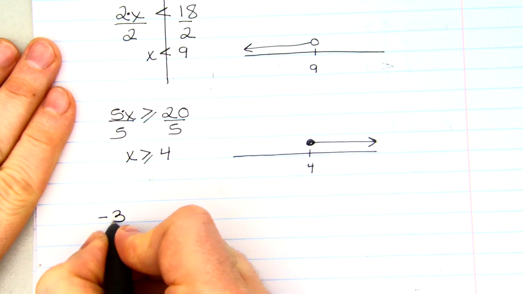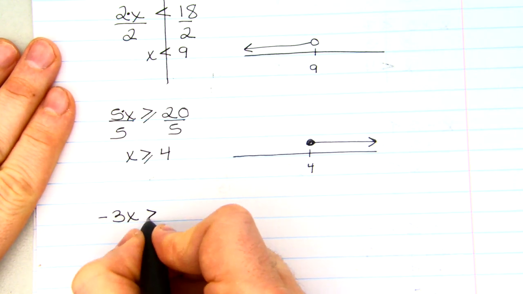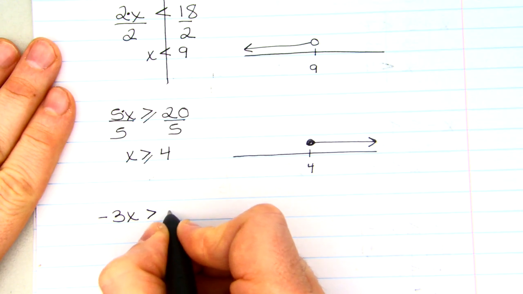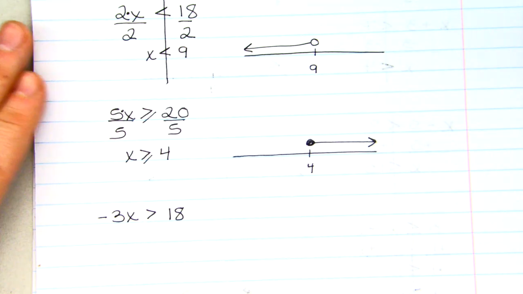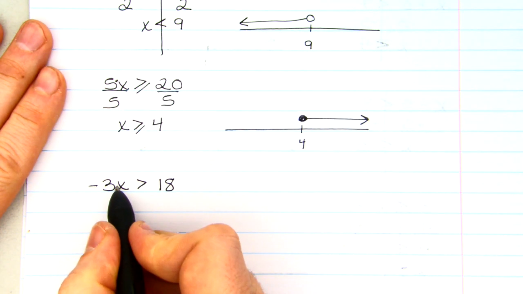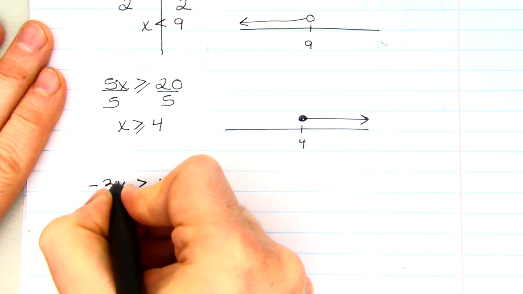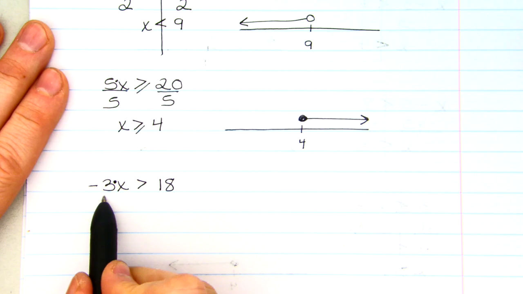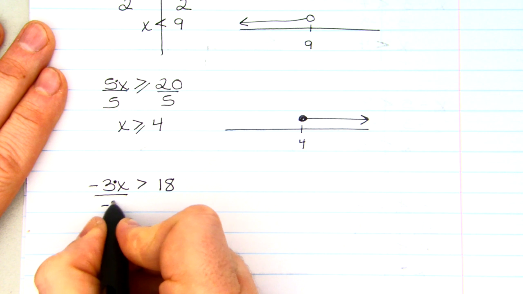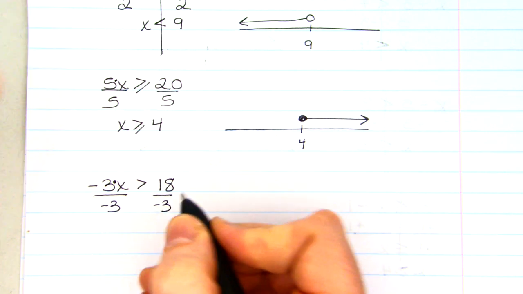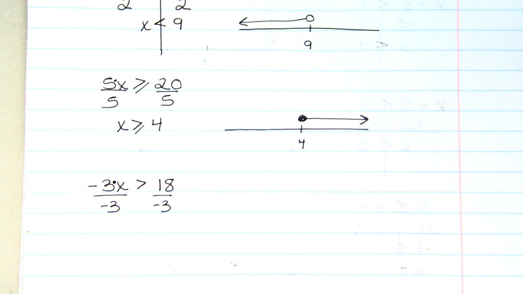Let's take a look at this one. Negative 3x is greater than 18. Negative 3x is a multiplication problem. It's negative 3 times x. When you have a number written right next to your variable, it means multiplication. To get rid of multiplication, I'm going to use division. However, there's an extra rule about solving inequalities. If you ever multiply or divide an inequality by a negative number, you have to flip your symbol.